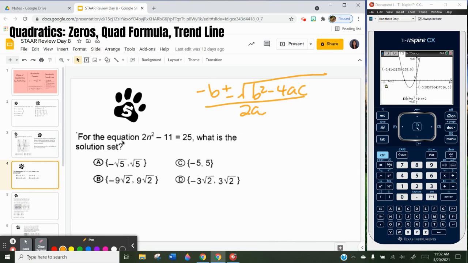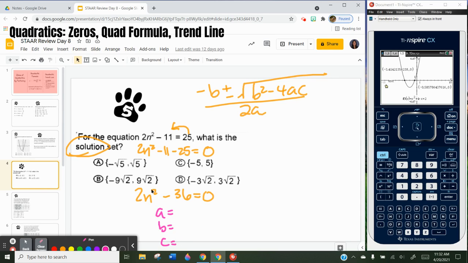Problem number 5. For the equation 2n squared minus 11 equals 25, what is the solution set? So to solve your equation, we're going to go ahead and use the quadratic formula for this one as well. I'm going to move the 25 over to make sure that it's set equal to 0. So by moving the 25, it becomes minus 25 equals 0. Now these two are just both numbers, so I can actually combine those together, and that's just negative 36 equals 0.